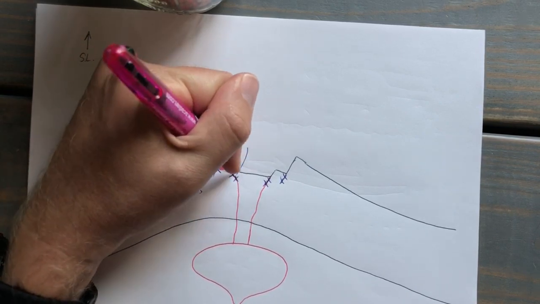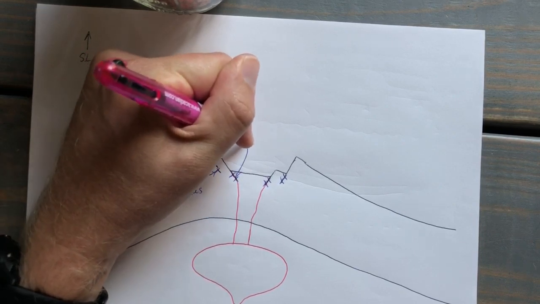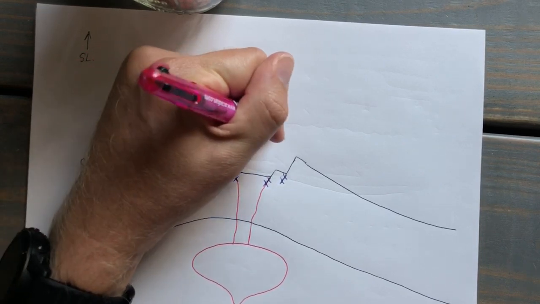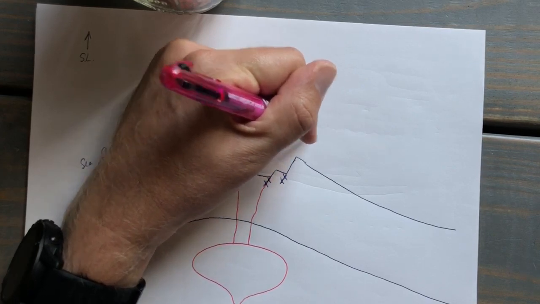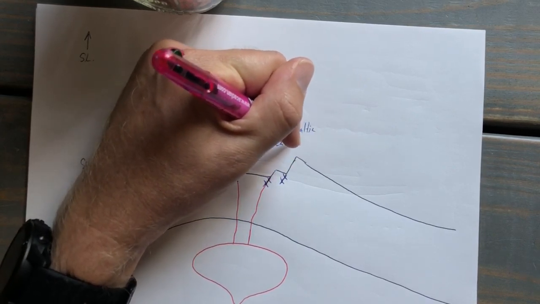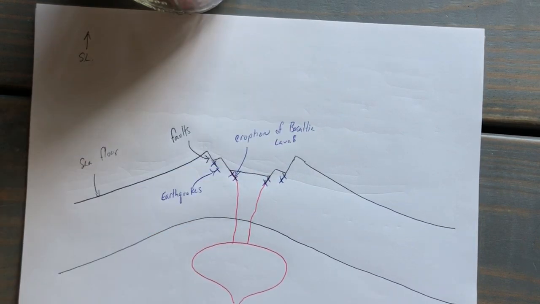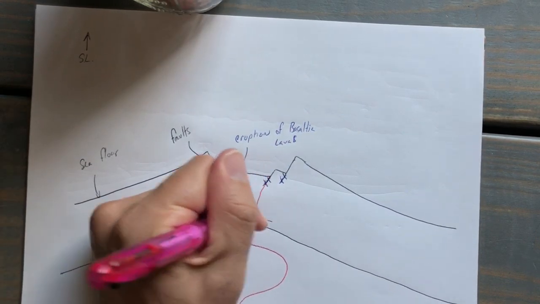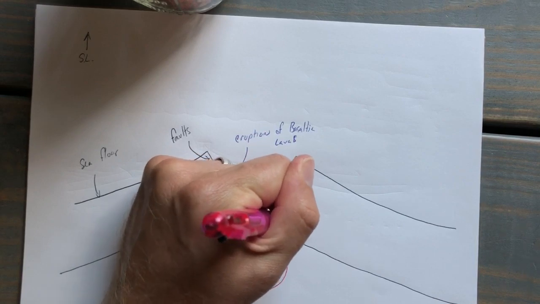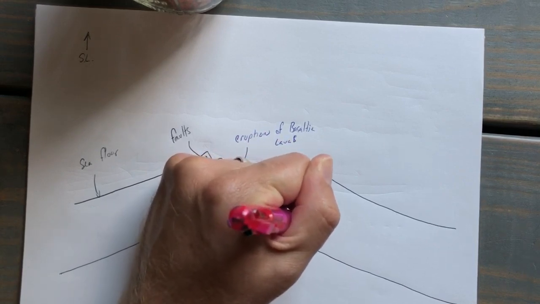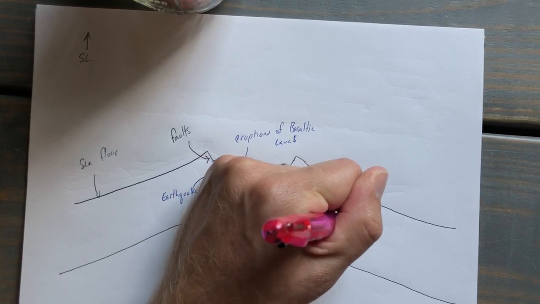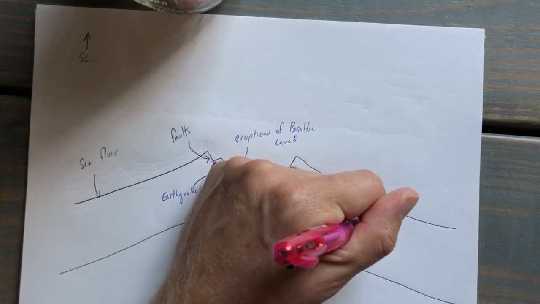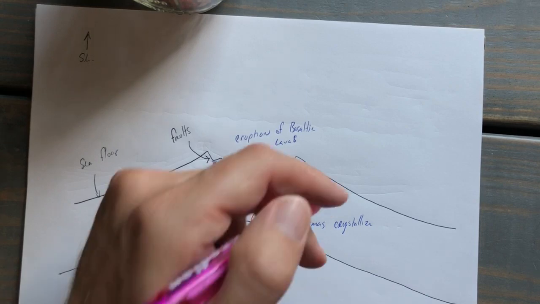And we also have the eruption of basaltic lavas, but some of those basaltic lavas, or some lavas, crystallize at depth.